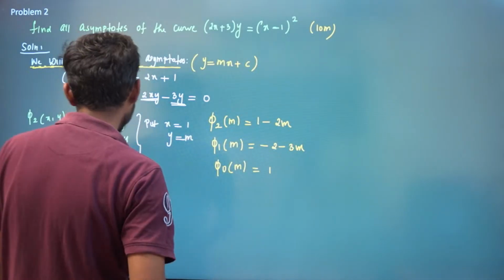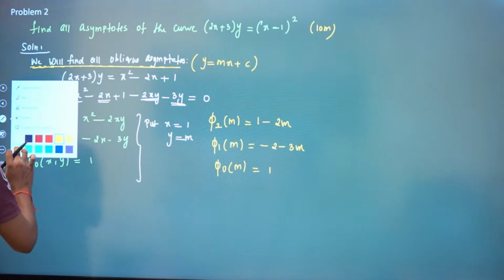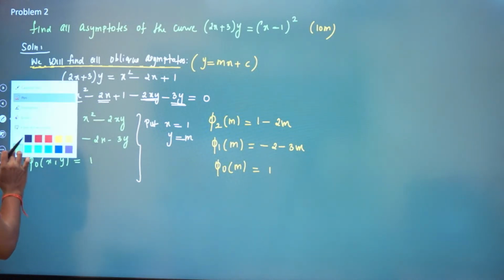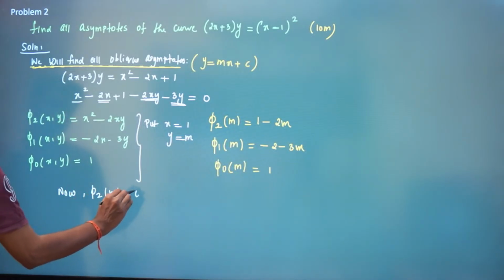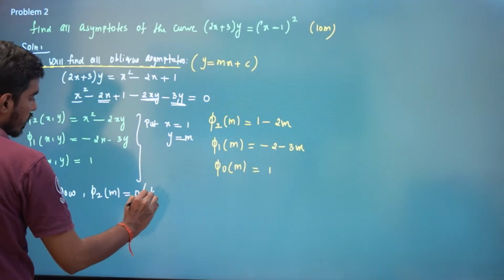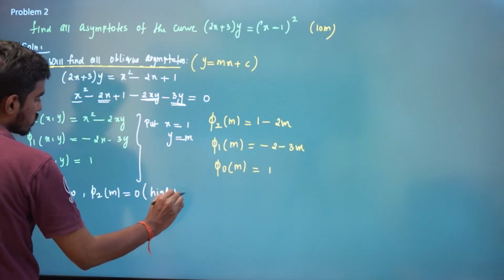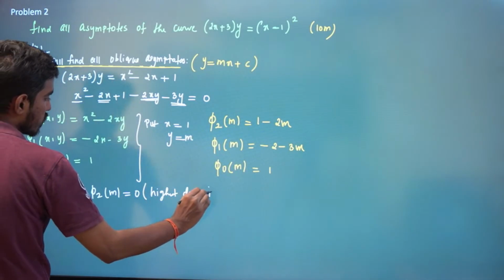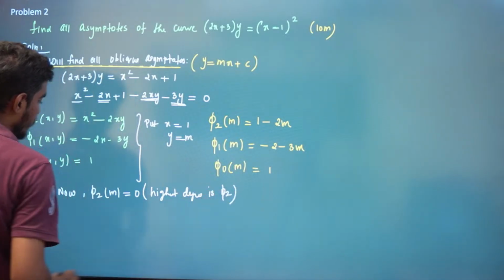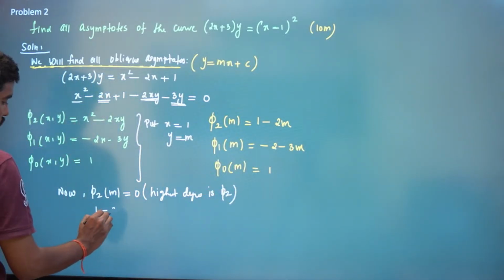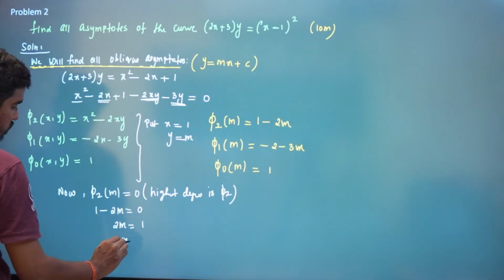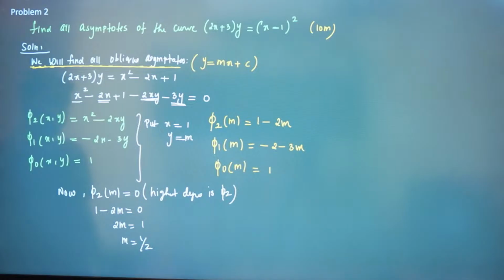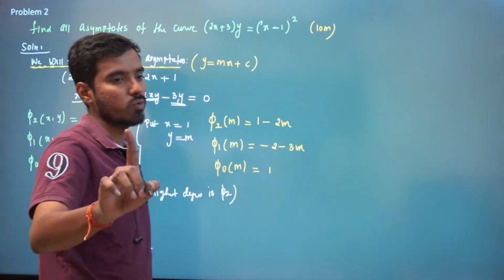So now we will equate phi2 of m to be equal to 0. Now phi2 of m is equal to 0. Why am I equating phi2? Because highest degree is phi2. So this will give you the value of m, right? So this will give you m is equal to 1 by 2. So there is only one m.